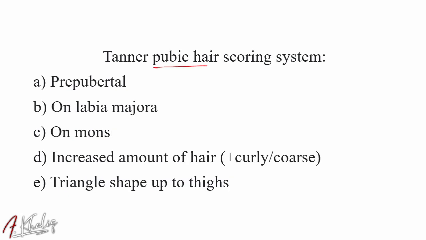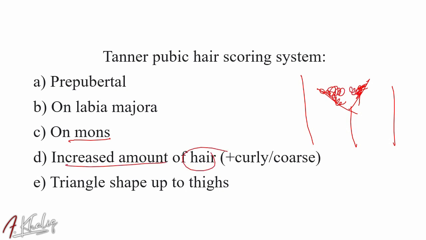If you talk about the pubic hair scoring system, first stage is prepubertal. Then what's going to happen is you're going to have hair on the labia majora. Then this hair is going to extend onto the mons. And finally, there's increased amount of the hair. They're going to get curly and coarse. And finally, they're going to achieve this triangular shape up to the thighs.